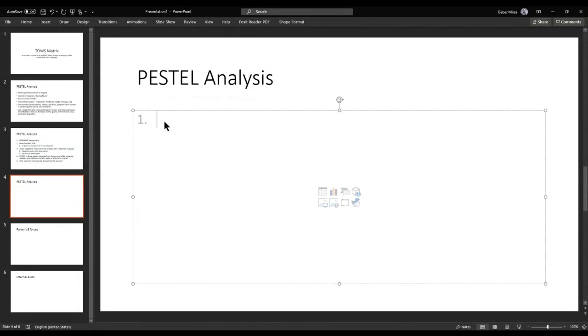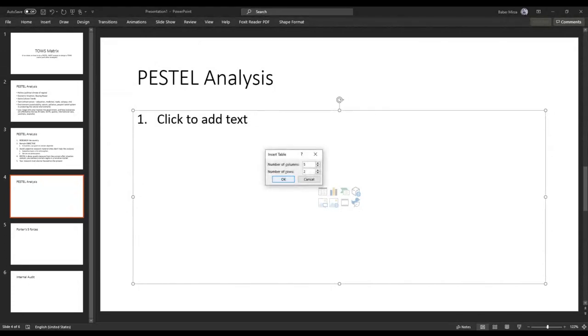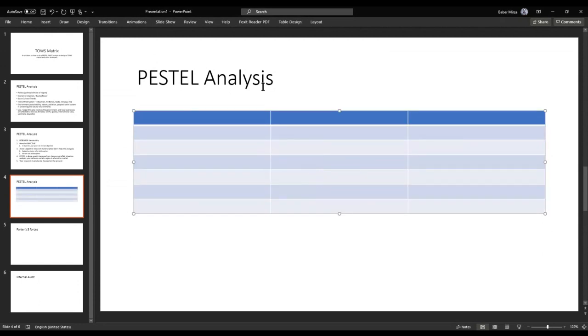Okay with you, Pia? So how many columns? Make it two. No, let's make it three. How many rows? 7. Okay. Research.